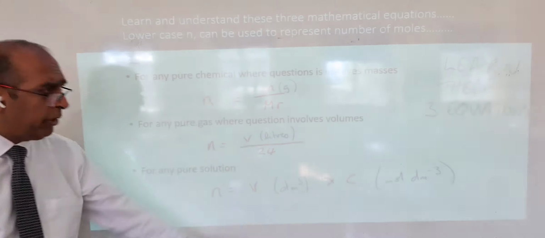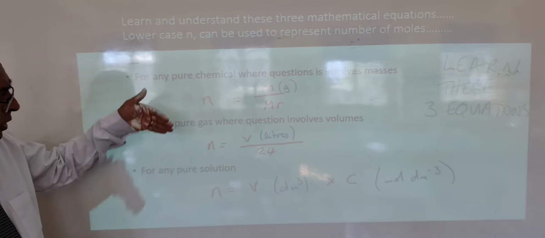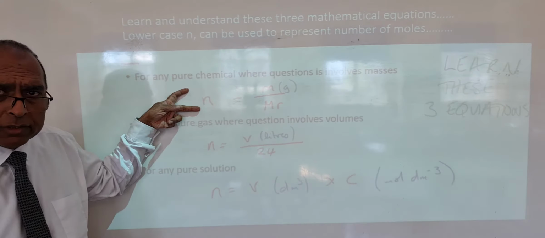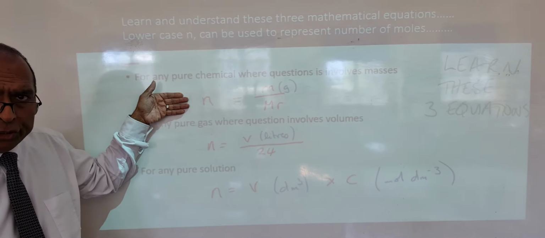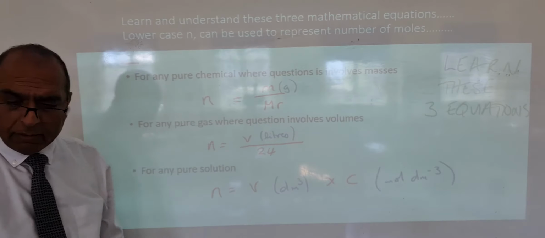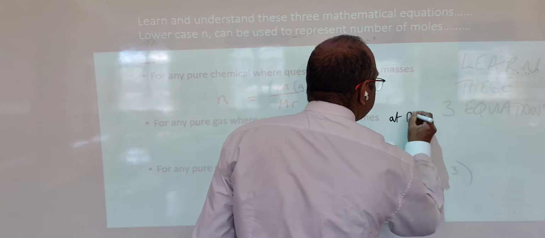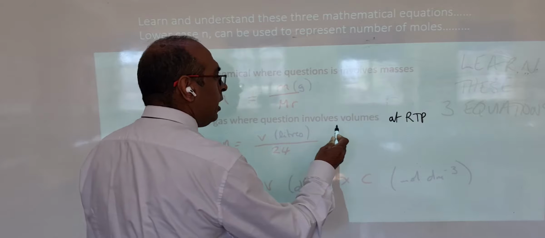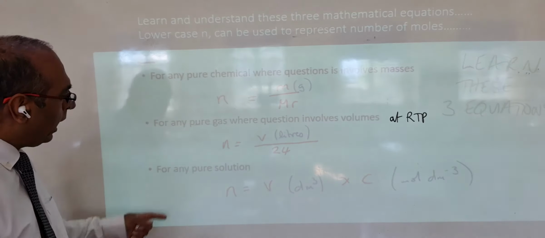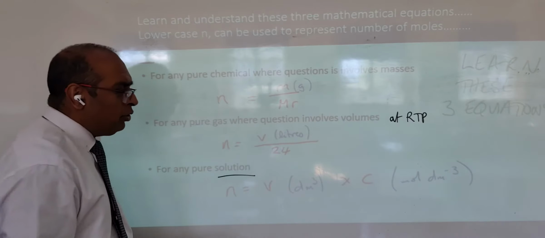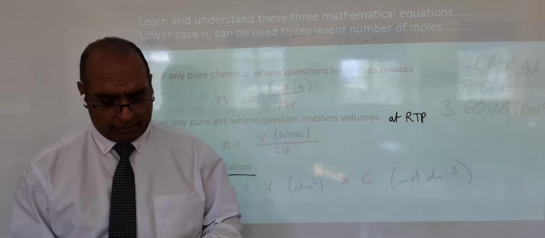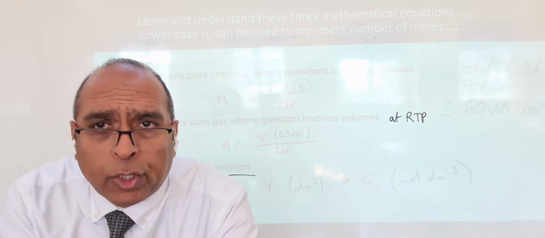So the three equations, all summarised. Learn these three equations. That one is for any pure chemical. Any pure chemical, you can measure the mass of it. Gases, solids, liquids. You can use that equation, so long as they're pure. With gases, at room temperature and pressure, I need to write it at room temperature and pressure. For any pure gas at room temperature and pressure, the number of moles is the volume in litres divided by 24. And any solution is what I've just been whittering on about. You multiply the volume in litres by the concentration in moles per litre. They are your three equations.